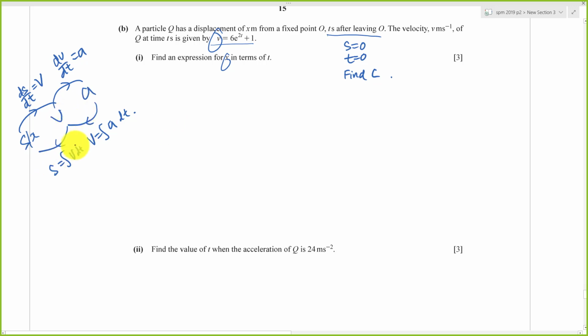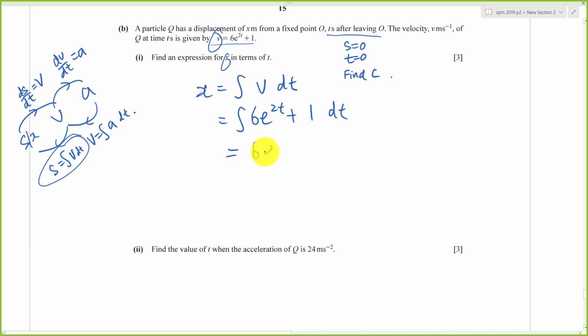So you need to see the arrow, you need to do integration. So x equals the integral of V dt, so integrate 6e^(2t) plus 1 dt. If I integrate this, it's 6e^(2t) divided by 2, isn't it, plus t plus c. This is the reason why you need this information, in order to help you find the value of c here.